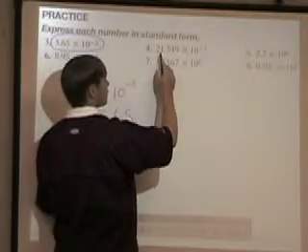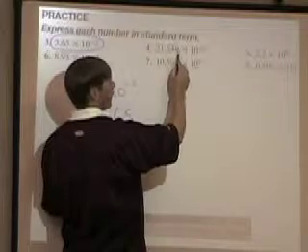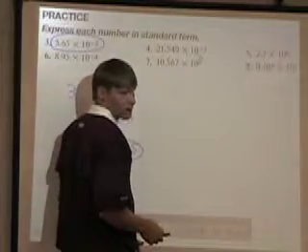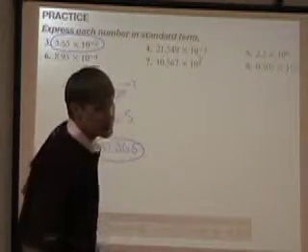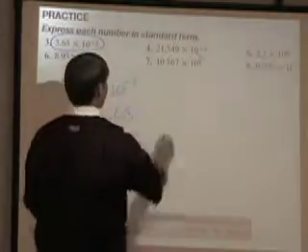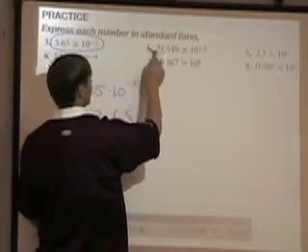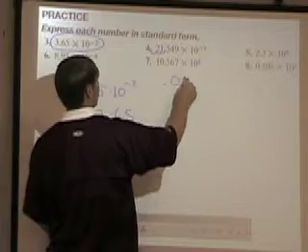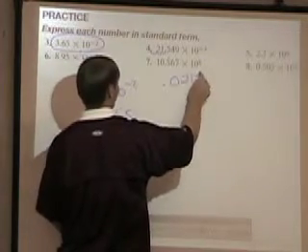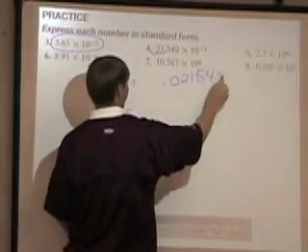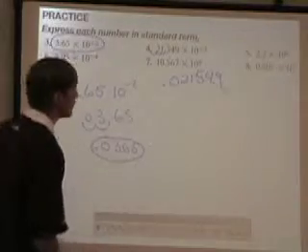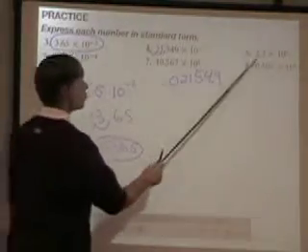This one right here says 21.549 times 10 to the negative 3. Since it's a negative exponent, I move it to the left 3. 1, 2, 3. So my answer is 0.021549. Okay? Now let's do one with a positive exponent.